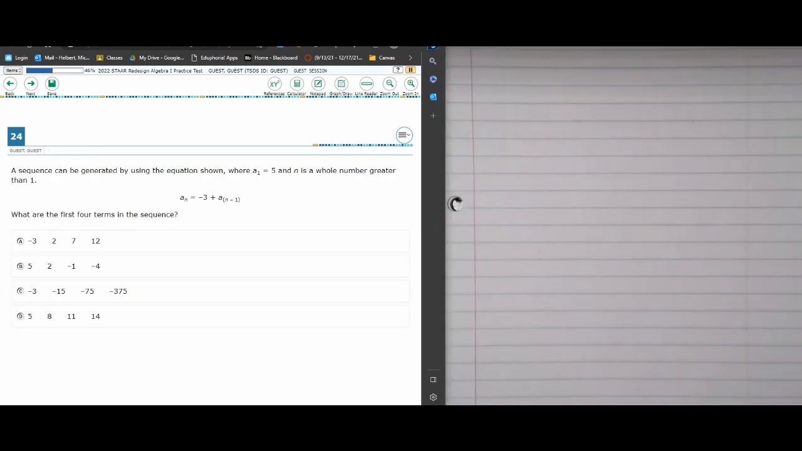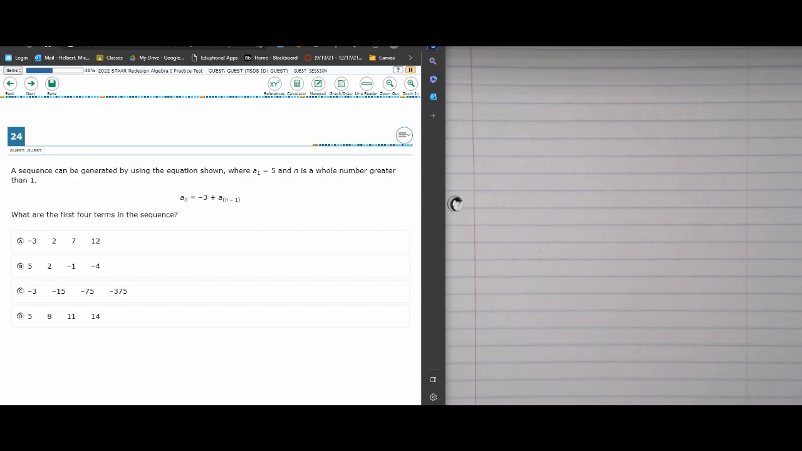In this sequence, it says a sequence can be generated by using the equation shown, where a sub 1 is 5 and n is a whole number greater than 1. And then it gives us an equation, a sub n is equal to negative 3 plus a sub n minus 1. And then it says, what are the first 4 terms of this sequence?